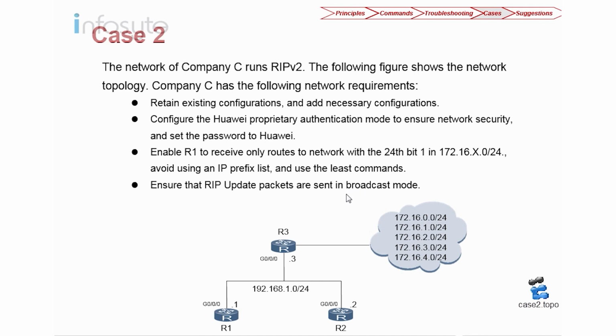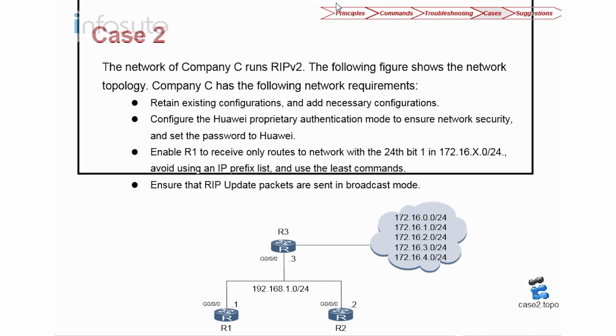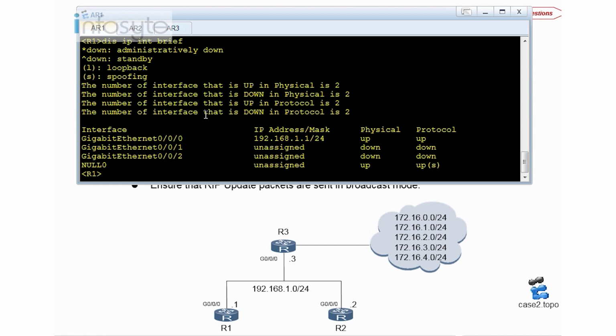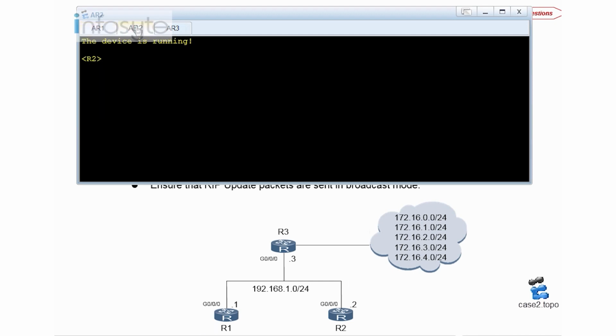Okay, so let's do the easy one. I have a topology already set up properly. So here we have R1, R2, and R3. Right now I'm in R1. Let's do a display IP interface brief. Okay, so I have 192.168.1.1 here. So there you go, we have router 2.